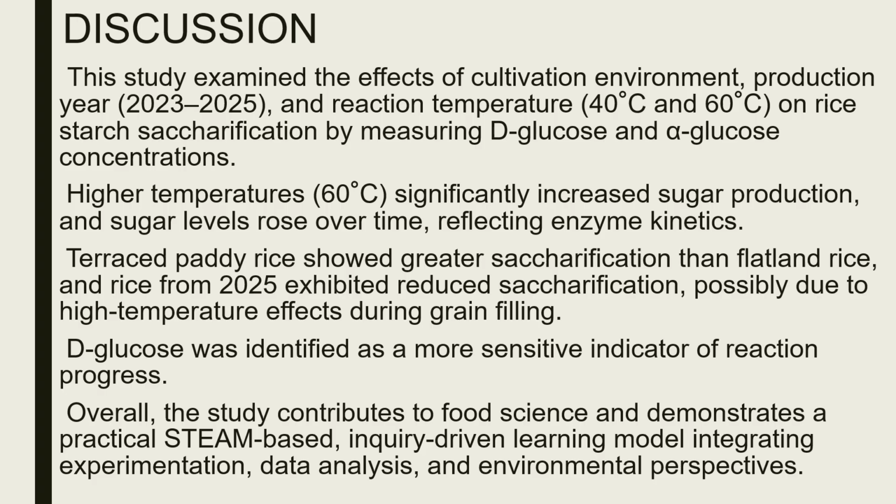Differences among production years were also observed, with rice from 2025 showing suppressed saccharification, possibly due to high temperature effects during grain filling, linking the findings to climate change impacts. Additionally, D-glucose was identified as a more sensitive indicator of overall saccharification progress than alpha-glucose. Overall, this study integrates experimental design, measurement, and data analysis, demonstrating its value not only in food science but also as an interdisciplinary STEAM education model that promotes scientific thinking, quantitative reasoning, and awareness of environmental and societal issues.